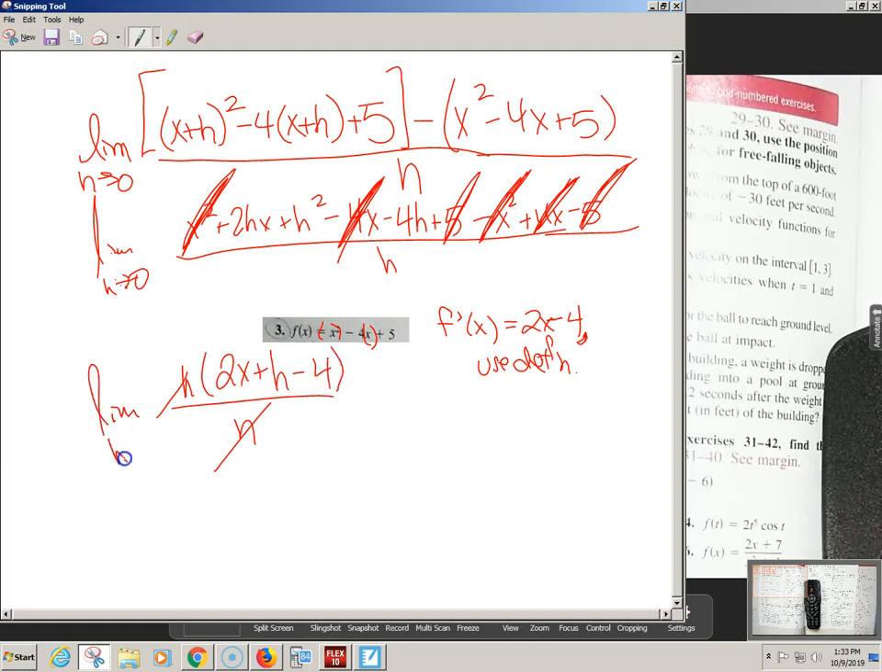The last step is, if you haven't illegally stopped writing your limit, plug it in: 2x minus 2. Take a picture, or it's on the video.